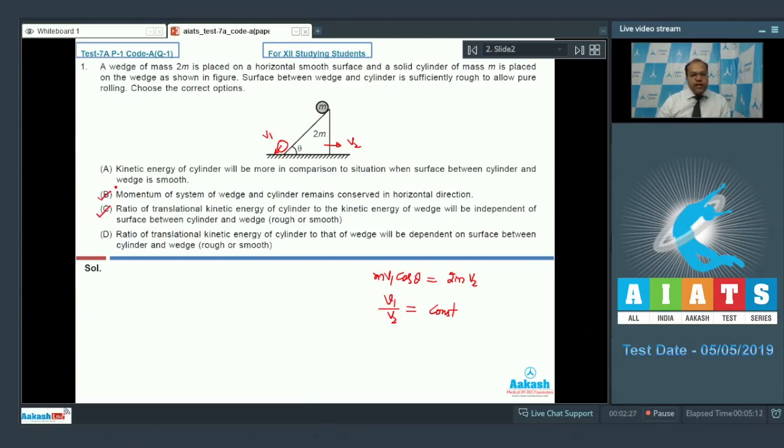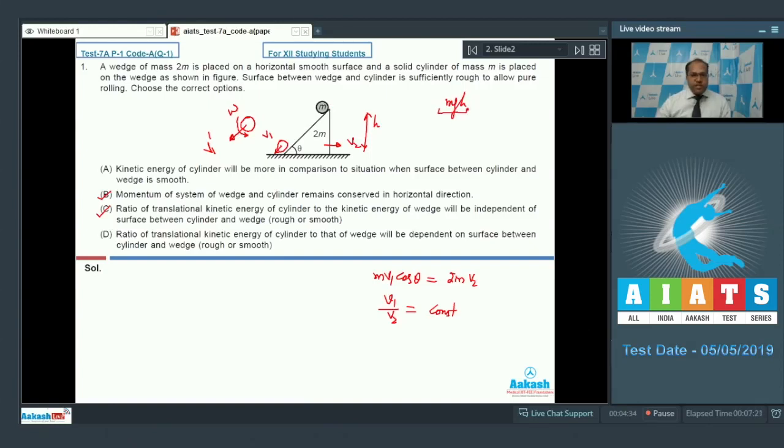Now we have to check the validity of option A. In option A, it is given that the kinetic energy of the cylinder will be more in comparison to the situation when the surface between cylinder and wedge is smooth. When the surface is rough, when the cylinder reaches the bottommost position, it will have some velocity, let that be v1 dash, and it also has some angular velocity, let that be omega. At that instant, if this height is h, the total energy possessed by the system is mgh.